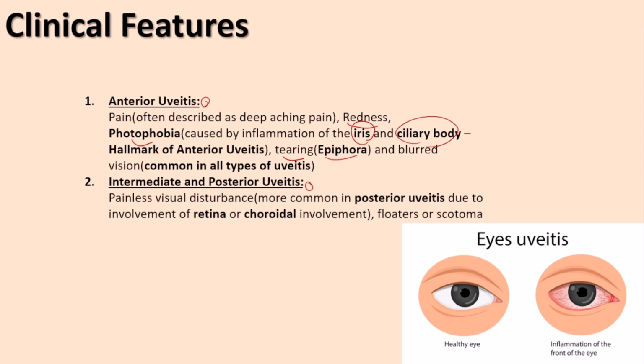The second group is intermediate and posterior uveitis, and in this case, the patient is going to have painless visual disturbance. It is more common in patients suffering from posterior uveitis because painless visual disturbance is usually due to involvement of the retina and choroid. The patient may also report floaters or scotoma, but the main symptom in intermediate and posterior uveitis is painless visual disturbance.